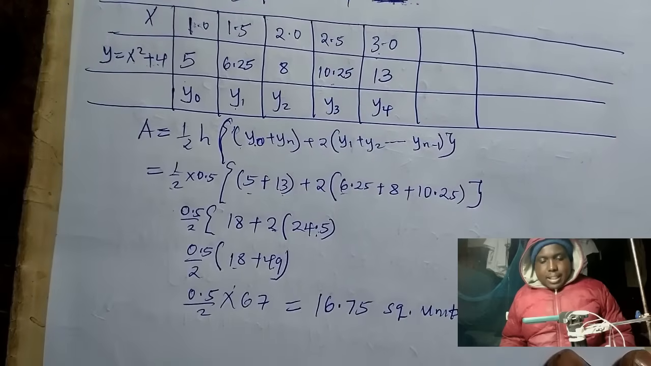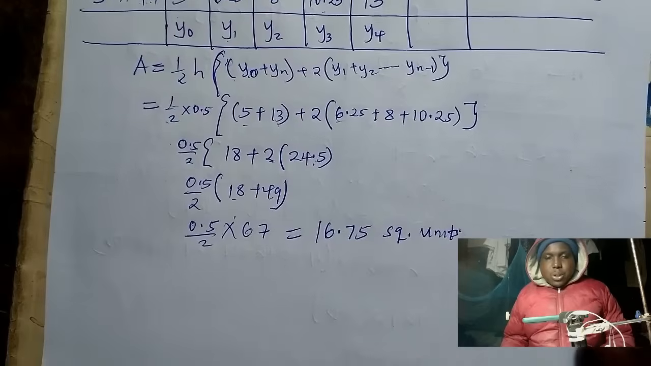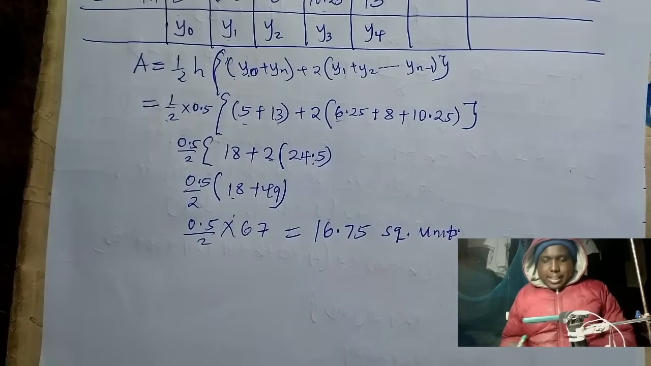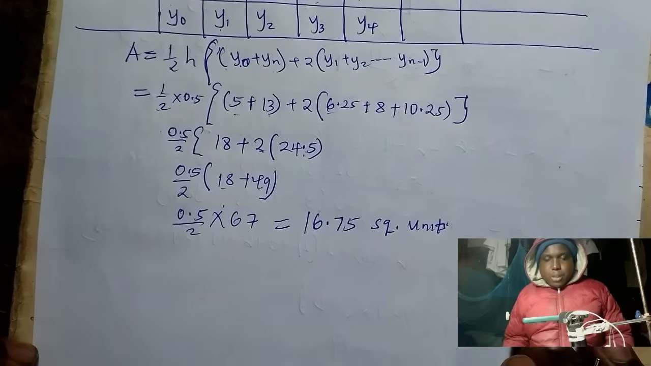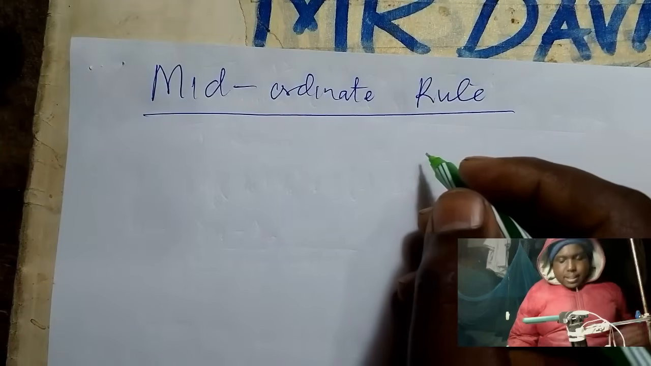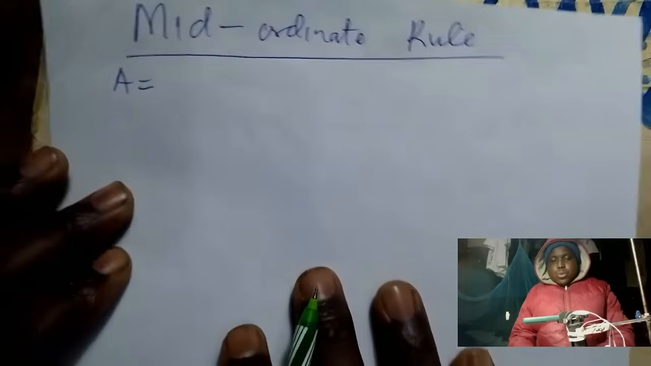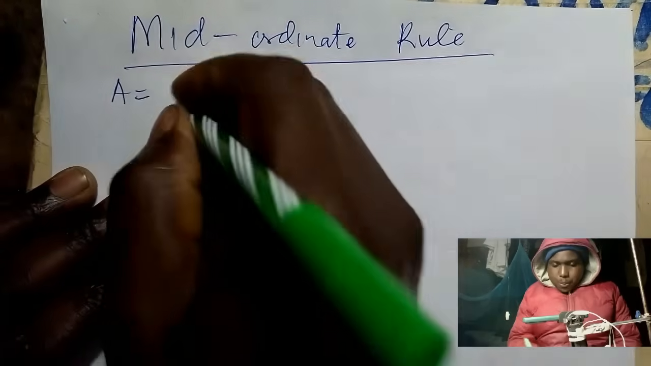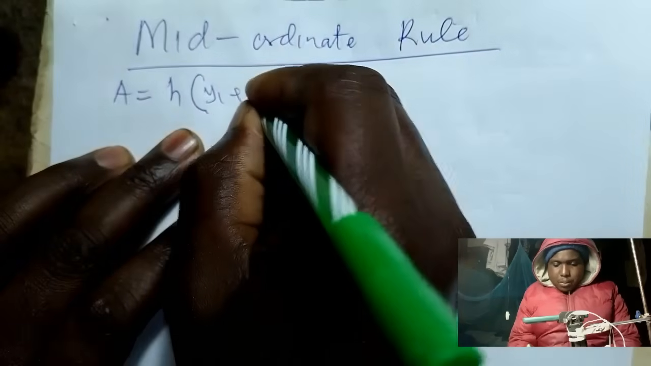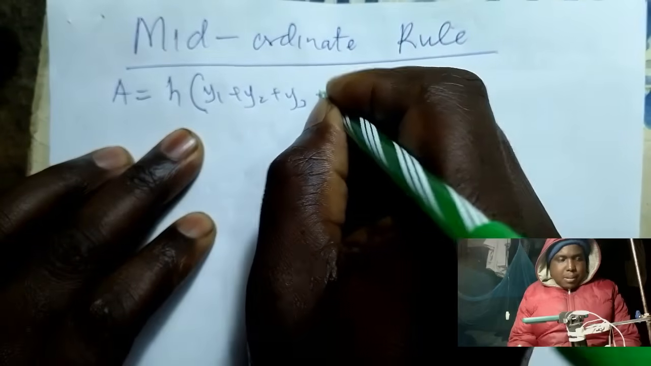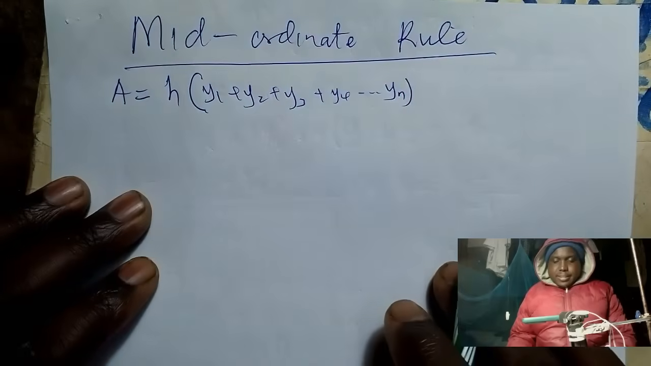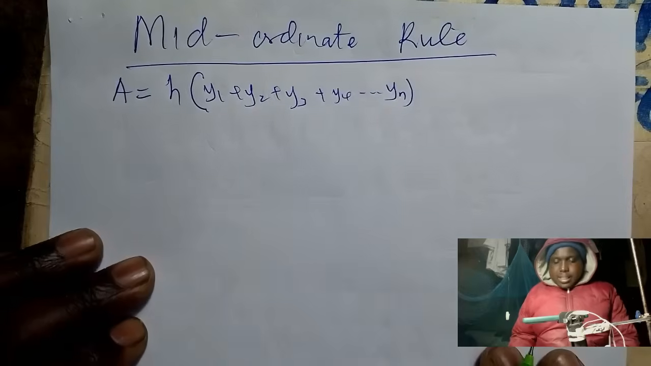Let me take you through mid-ordinate. It is the same thing. Once you have understood this one, mid-ordinate now is the simplest. One example for the mid-ordinate rule. Area is equal to h, half for mid-ordinate does not apply, y1 plus y2 plus y3 plus y4 all the way to yn. As simple as that. This one is the simplest, doesn't have much issue.